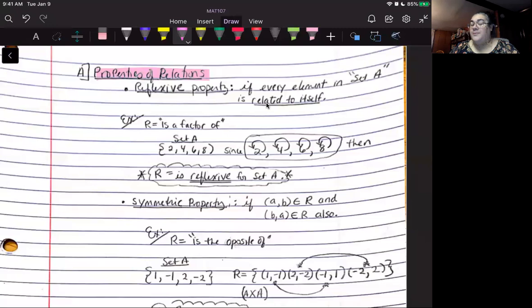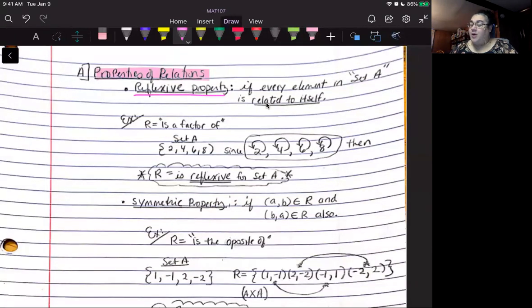So the first property that a relation can have, now these are not a must. In other words, we've already defined what it takes to be a relation. These properties exist in some and not in others. So it's not a must, but it is something that occurs. So a relation can have what's called the reflexive property.